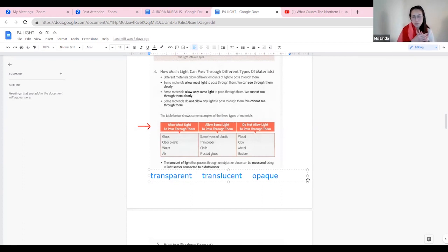Please write down the 3 different material types, and know that translucent means some light only. Transparent means most light. So these are the keywords here. And of course, your opaque doesn't allow any light to pass through.